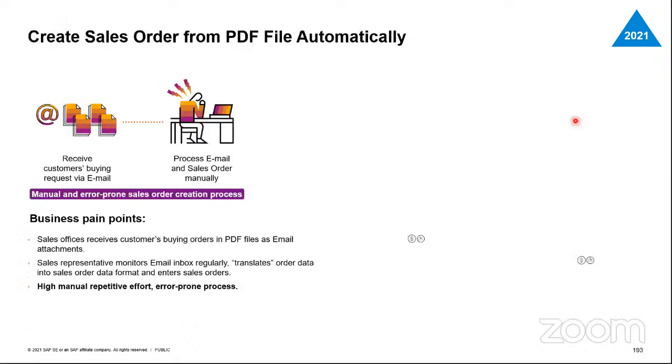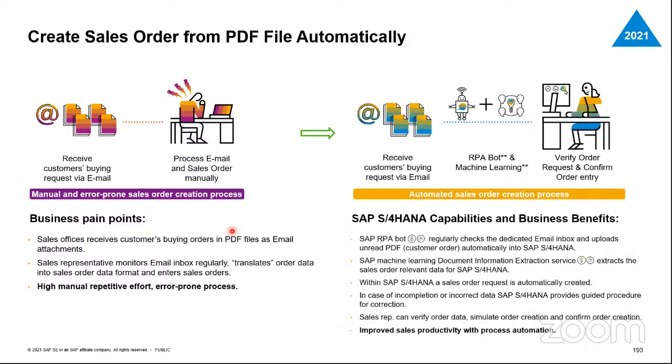Okay. So normally when we receive the customer's buying request, you can receive it by email and then you process the email and sales order manually. The approach is that you can use an RPA bot to regularly check the dedicated email inbox and take the PDF and put it into SAP S/4HANA as a sales order.